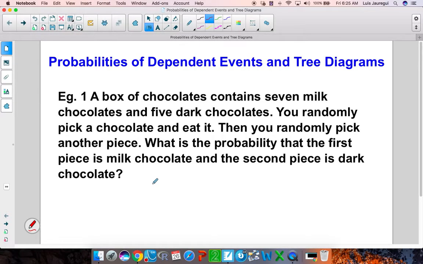Welcome. In this video, we'll be analyzing probabilities of dependent events and tree diagrams. Let's take a look at our first example.